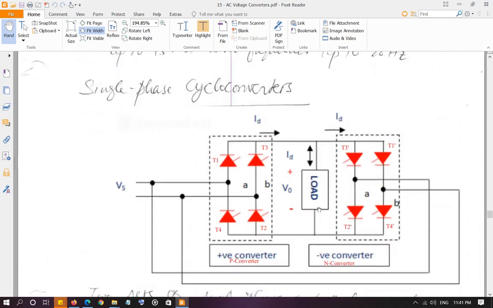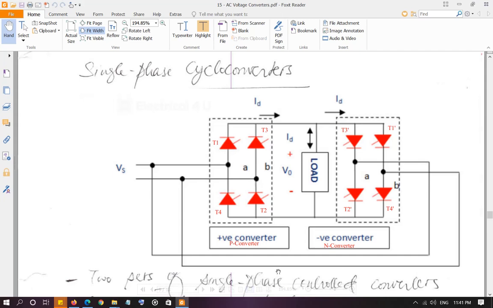Okay. This is how single phase cycloconverters look. So there are two bridges. This is the positive bridge, which is also called the P converter, and this is the negative bridge, which is called the N converter, and the load is in the middle. So T1 and T2 in the positive converter are fired simultaneously. Likewise, T3 and T4 are fired simultaneously. And in the negative converter, again, T1 dash and T2 dash are fired simultaneously, and T3 dash and T4 dash are fired simultaneously.